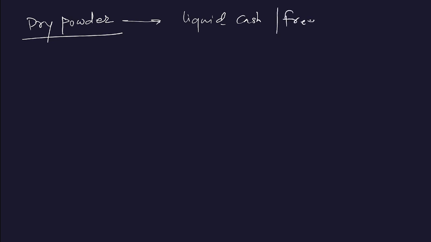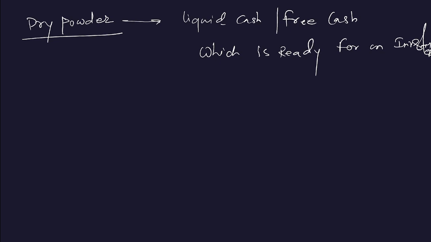So a few terms, like dry powder. You may expect a question like what is dry powder? Dry powder means liquid cash, or free cash, which is ready for investment. Let's say we have requested funds from the investors and we have received the funds now, and that money is parked in that particular fund account. That cash we can call dry powder.